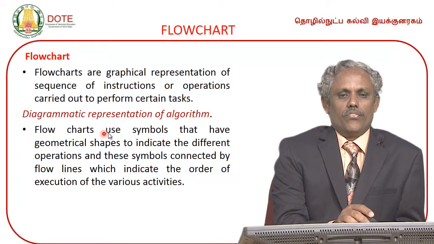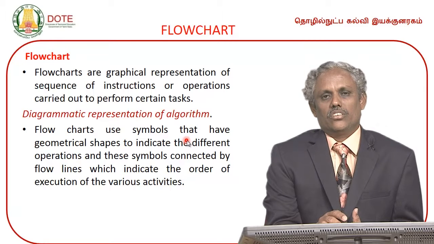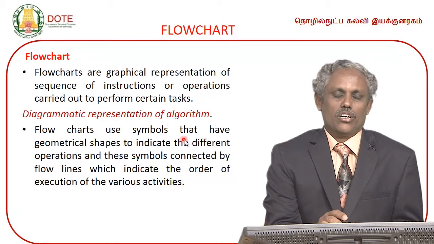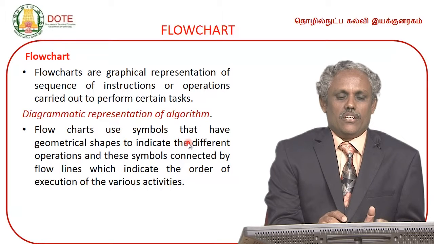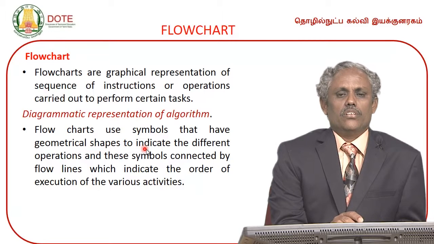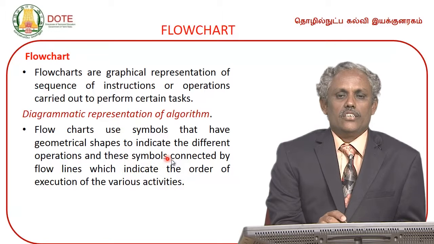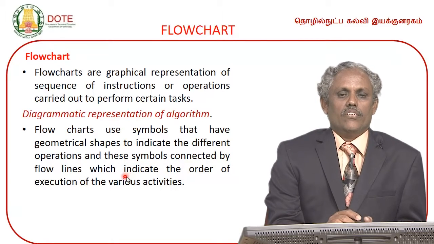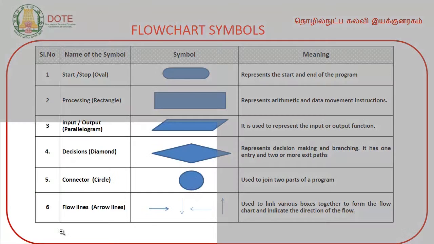In a flow chart, we use symbols for different actions or steps of an algorithm. Those symbols we will see in the next slide. These geometric shapes indicate different operations, and these symbols are connected by flow lines, which indicate the order of execution of various activities.